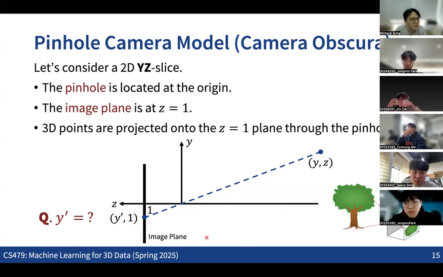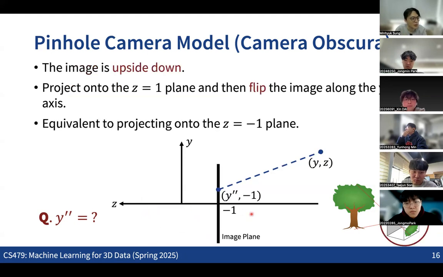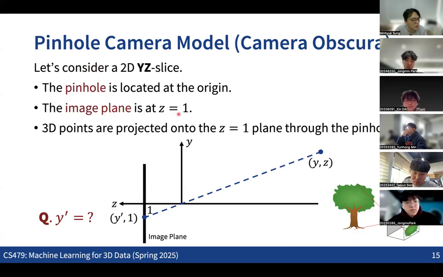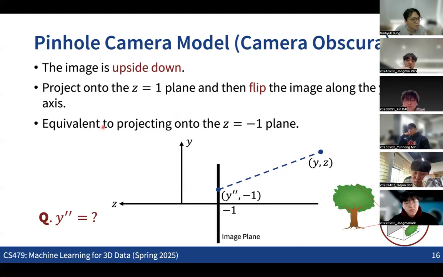Very simple. But if we just project everything onto the image plane like this, as I mentioned at the beginning, we are going to get this upside down image, right? So what we are going to do is, after projecting onto the z equals 1 plane, flip the image, basically flipping the sign of the y and x axes. Then projecting onto the z equals 1 plane and flipping the image is actually equivalent to projecting onto the z equals -1 plane.